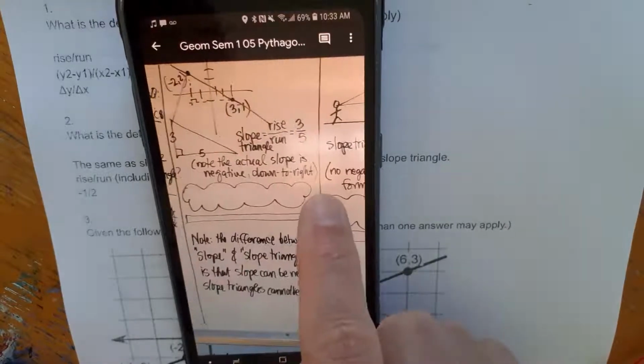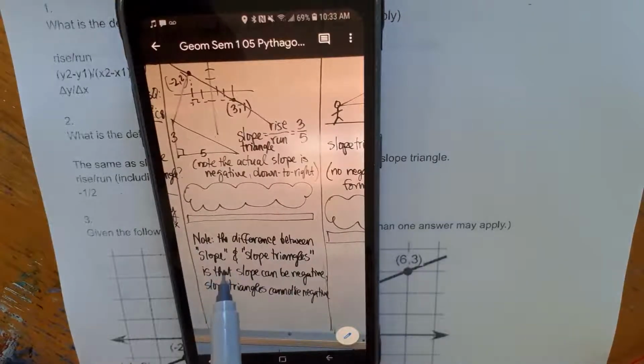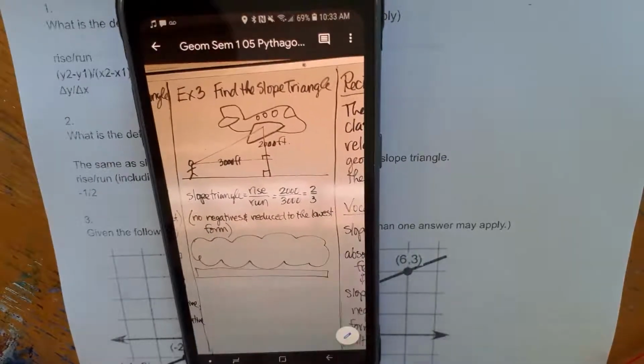Please copy these in. The difference between slope and slope triangles is that the slope can be negative. Slope triangles cannot be negative. Okay, so that's an understanding of slope triangles versus slope. We'll see that in some of the problems.